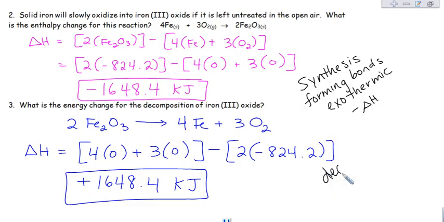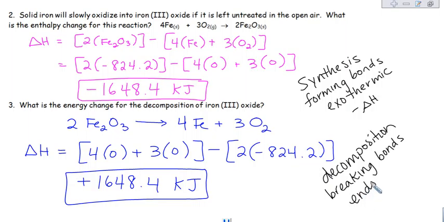During a decomposition, you're breaking bonds. Breaking bonds, which always requires energy. The iron oxide is a very stable compound. You've got to add a lot of energy to break that bond. It will always be endothermic. And you'll get that positive delta H.